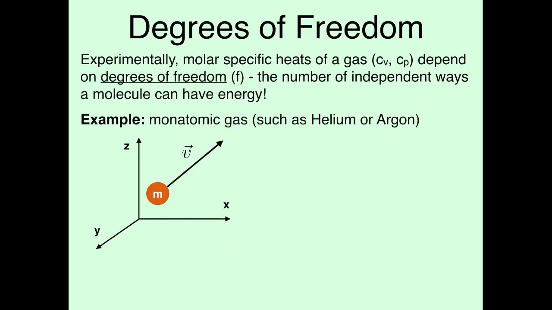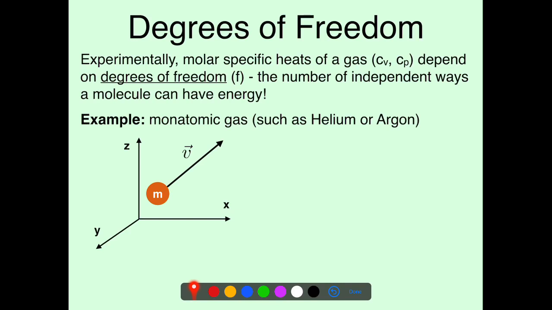Okay, so what we saw in the table on the previous page is that the experiments are showing that molar specific heats, CV and CP, depend on what we call degrees of freedom. So a degree of freedom is just a way that a molecule can have energy. And when we count up all the degrees of freedom, we're just counting the number of independent ways that a molecule can have energy. So we use the variable lowercase f for degrees of freedom.